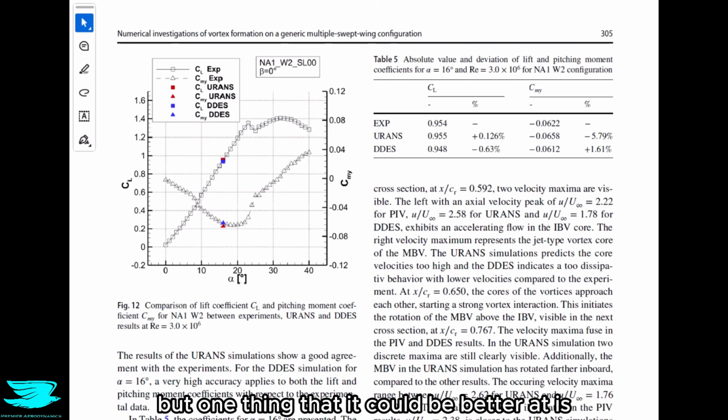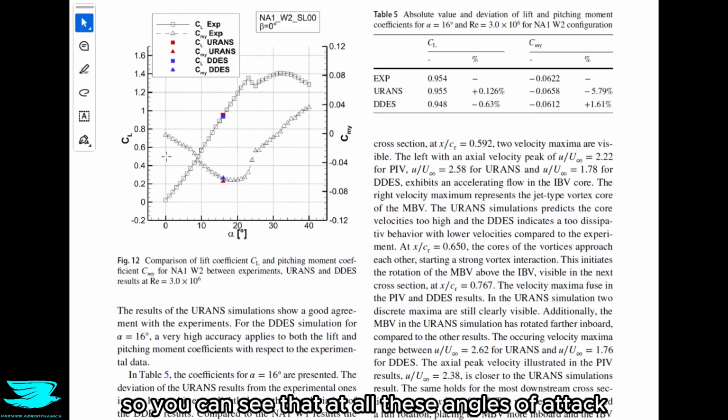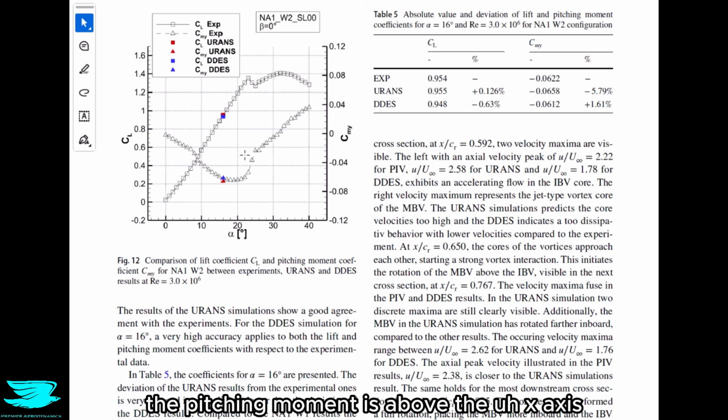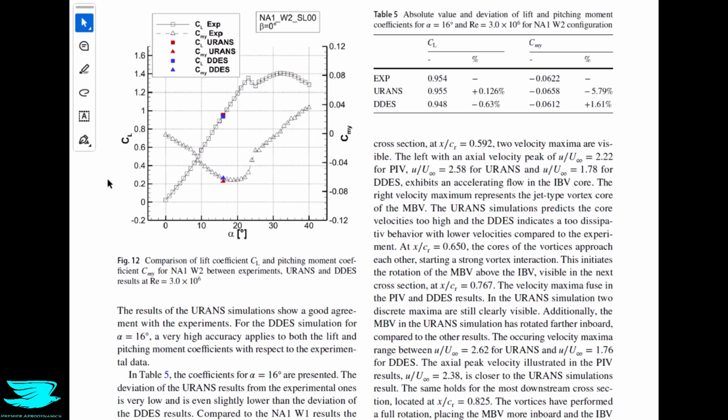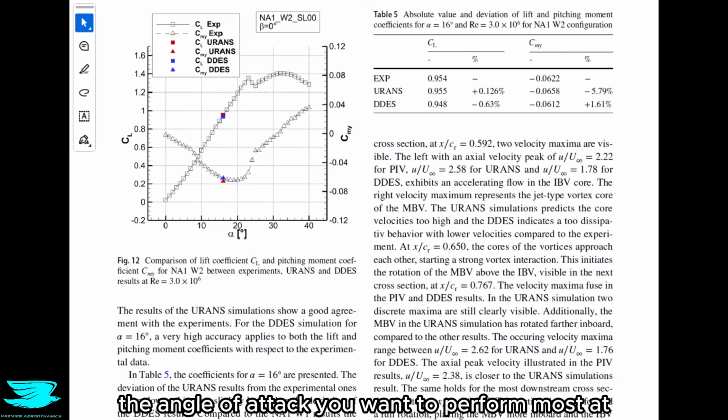But one thing that it could be better at is as the pitching moment crosses the x-axis. We don't have that currently, so you can see that at all these angles of attack, the pitching moment is above the x-axis. If you could get the pitching moment to cross it, then at some point there would be a pitching moment of 0. That way you'd have an angle of attack that the wing would naturally want to bounce back to. And it would be even better if you could make that point at which it crosses the x-axis the angle of attack you want to perform most at.